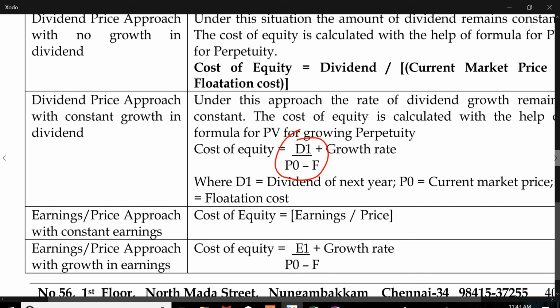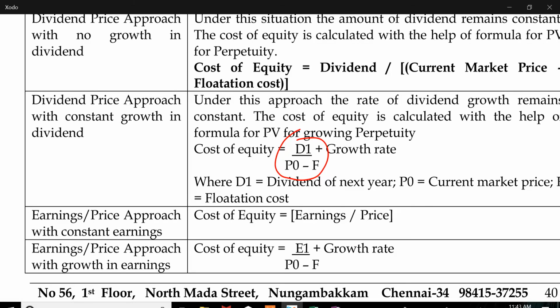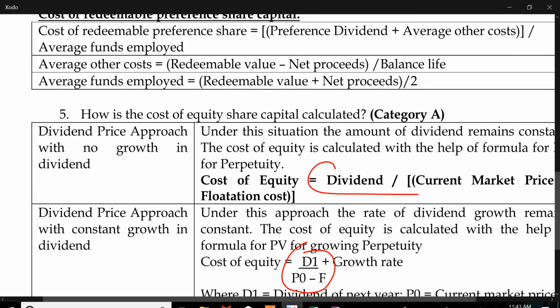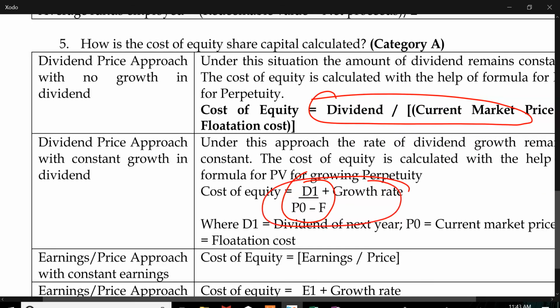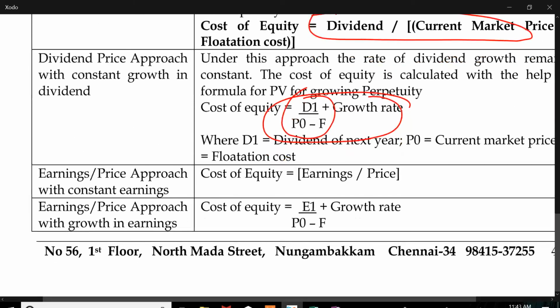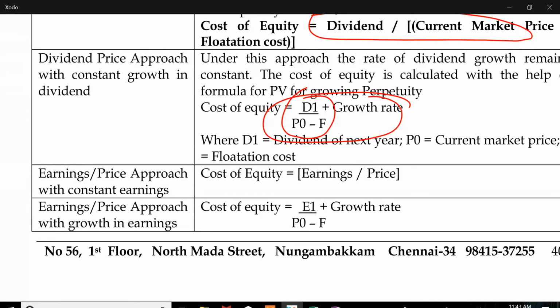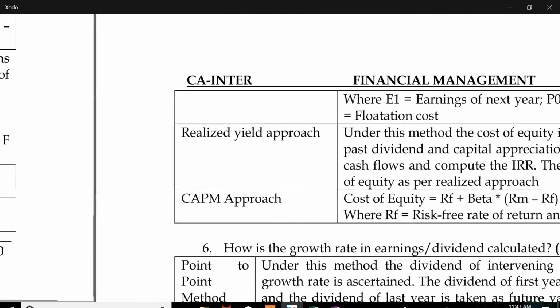Earnings by price approach. Whatever the above two formulas you have seen, in place of dividend, use earnings. Earnings is the overall amount the company earns, whether they pay it or not. So the formula will become earnings by current market price minus flotation cost, and earnings by P0 minus F plus growth rate. More or less broadly the same formula. E1 by P0 minus F plus growth rate. E1 by current market price minus flotation cost. It has to be minus flotation cost.